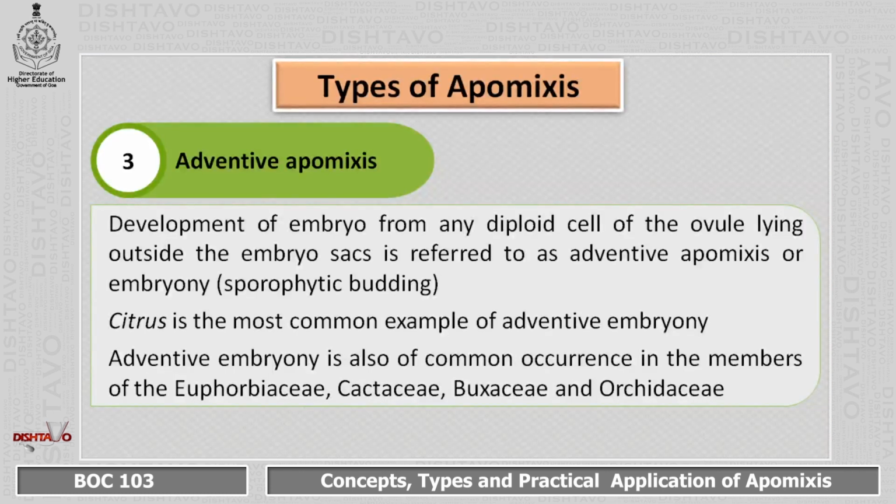The zygotic as well as the adventive embryo may grow simultaneously in the same embryo sac. The normal zygotic embryo has a suspensor, whereas in the nucellar adventive embryo, suspensor is absent. Citrus is the most common example of adventive embryony. As many as 10 viable embryos may be found in a single seed of citrus. Adventive embryony is also of common occurrence in the members of the Euphorbiaceae, Cactaceae, Buxaceae, and Orchidaceae. The development of adventive embryos may take place with or without the stimulus of pollination or fertilization.